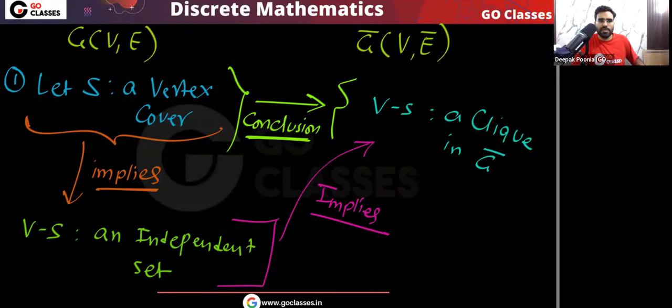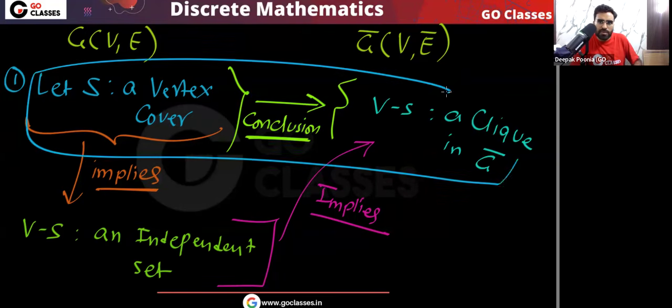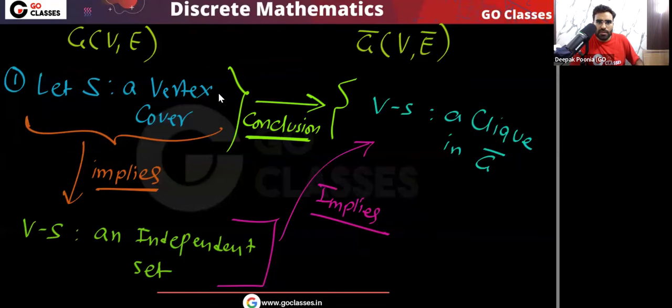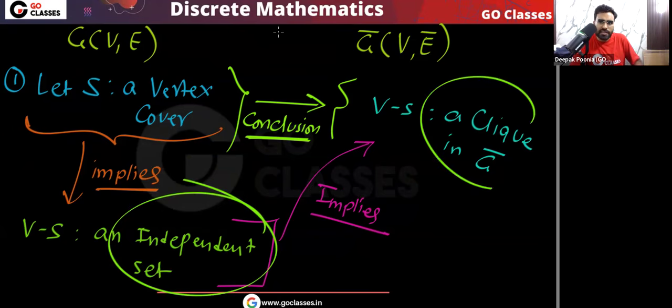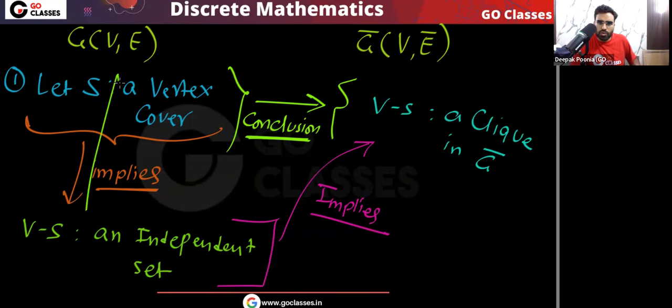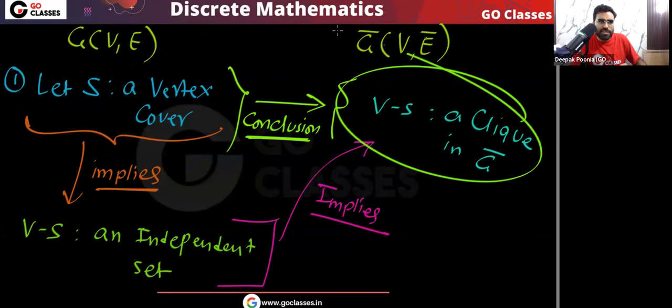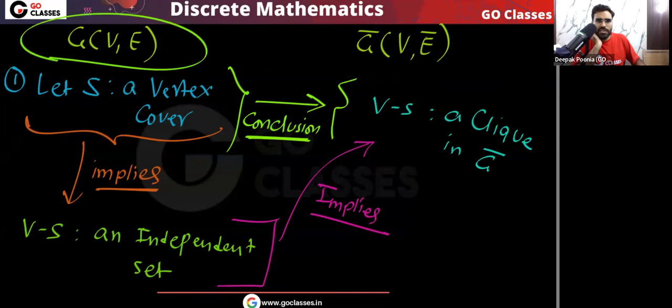Will you remember this conclusion? No, don't remember it, because you just remember the relationship between vertex cover and independent set. You already understand the relationship between independent set and clique. So from these two, you can easily find the relationship between vertex cover and clique. We have already seen that if S is a vertex cover in the graph G, then V minus S will be a clique in the G complement. And this is the whole proof. Very simple. I hope you understood.